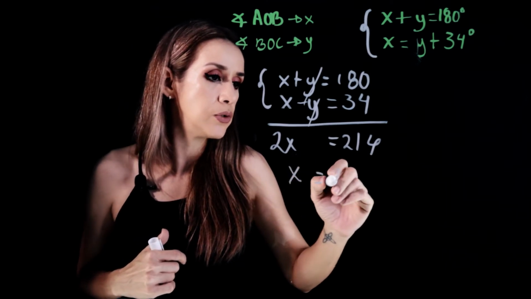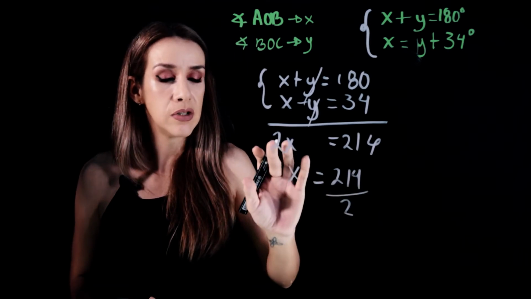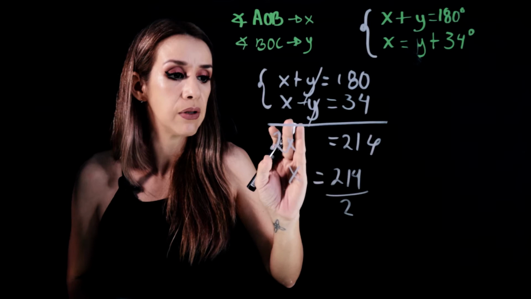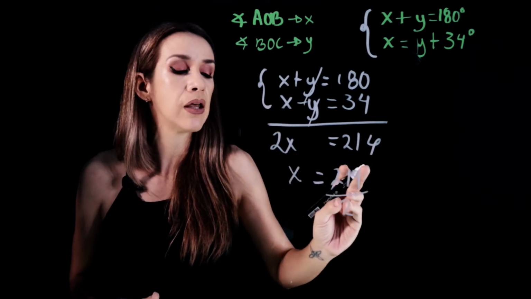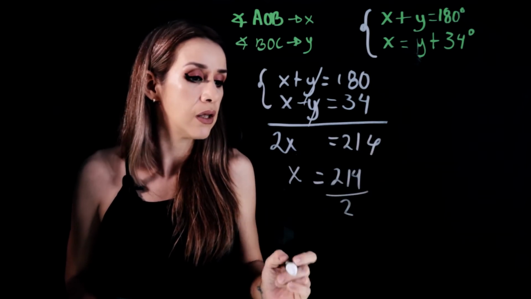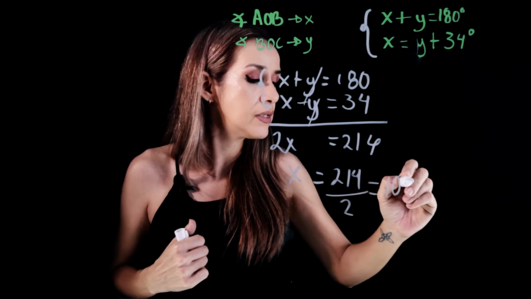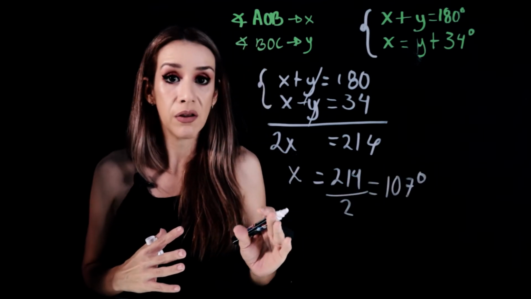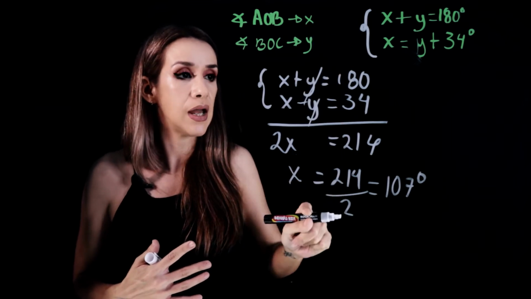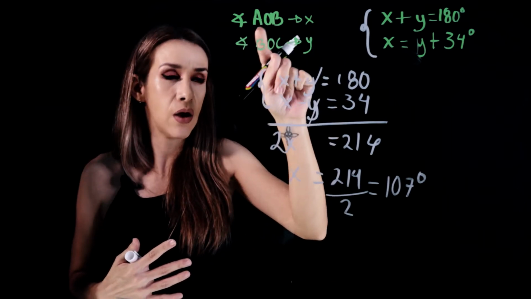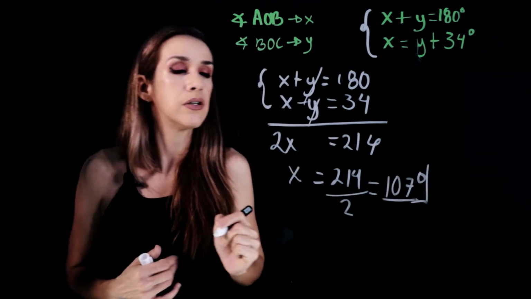And x is equal to 214 divided by 2. You need to remember this 2 is multiplying the x. That means that when I move it to the other side of the equation, it's going to divide what we have on the right side. The result of this is 107 degrees. So the value of the first angle, the angle represented by x, the angle AOB, is equal to 107 degrees.